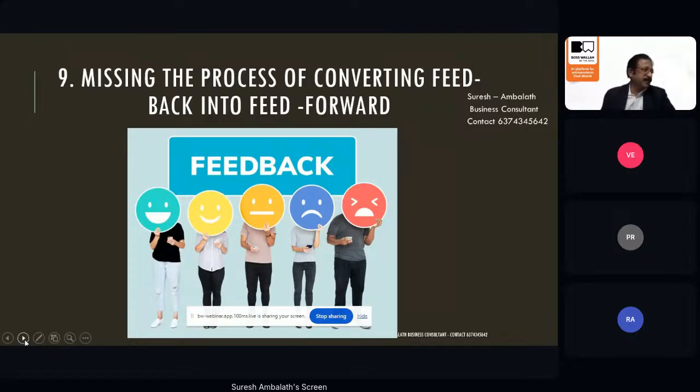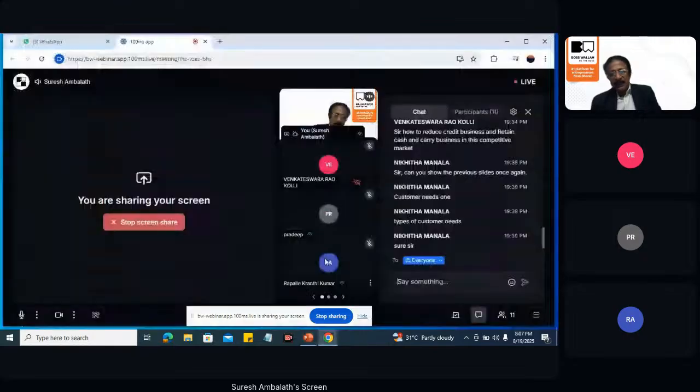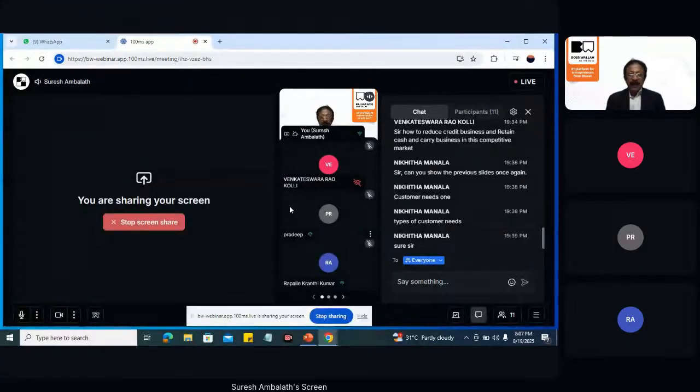And the ninth point is missing the process of converting feedback into feed forward. This is very, very important. I saw many office people and business people having a feedback form, even if it is a shop or a factory or whatever it is. They are just taking the feedback and keeping it in a file, or tearing it and putting it into a dustbin. When you are getting negative feedback, it's a complaint. It is a gift for you. You have to change it into the next step, progress it, and correct it. Your business will grow step by step.